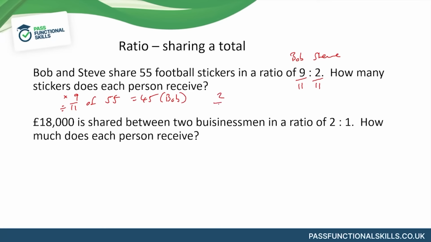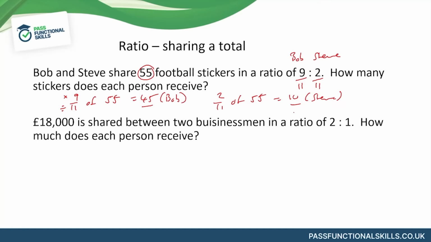And now we just need to work out 2 elevenths of 55. So 55 divided by 11 is 5, times 2 is 10. There we go. And we can just do one quick check. 10 plus 45. Oh good, it makes 55.